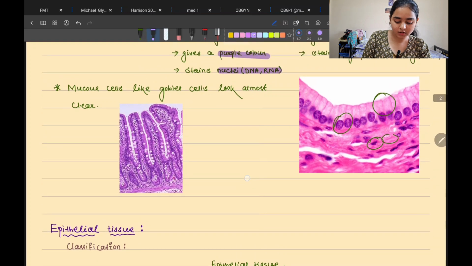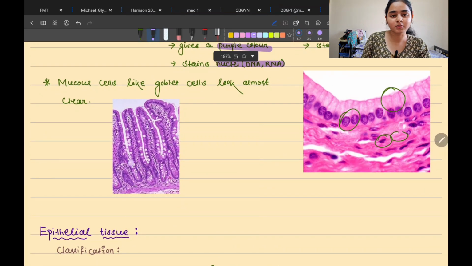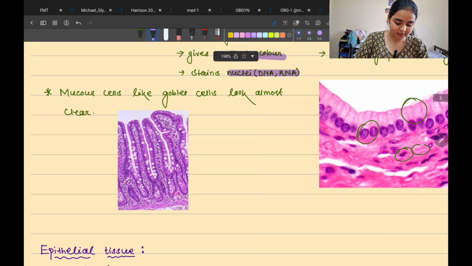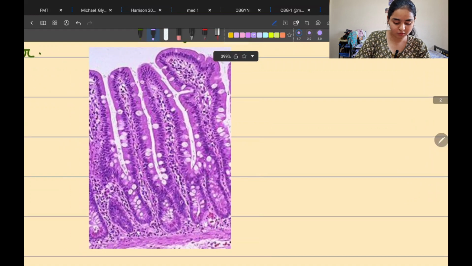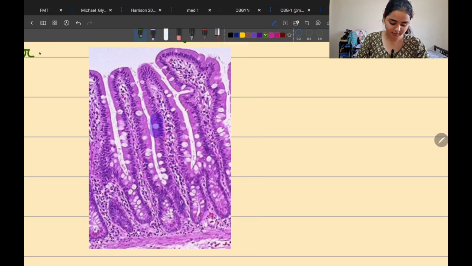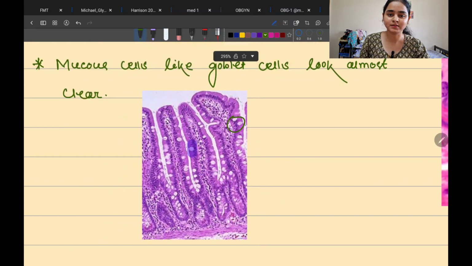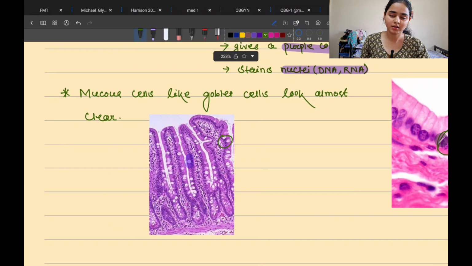Mucous cells like goblet cells look almost clear because they don't take up the hematoxylin and eosin stain. Here you can see the goblet cells that are present in the intestine are looking almost clear because they don't take up the H&E stain. So if there is a clear space, you can identify that it is a goblet cell, and goblet cells are present in the intestine. So you can say that the slide is of intestine.